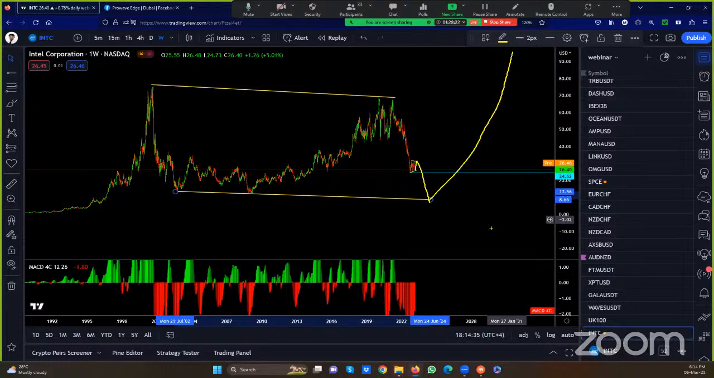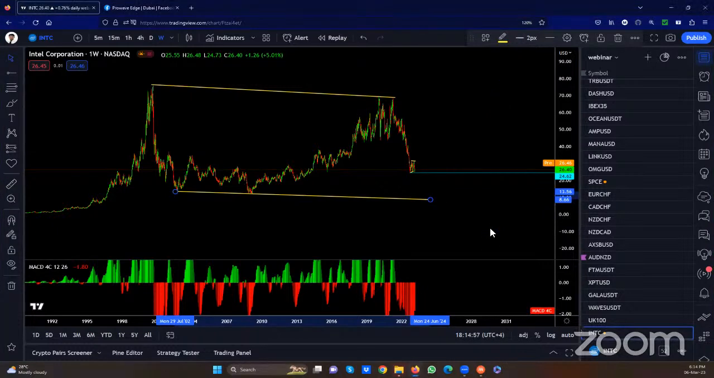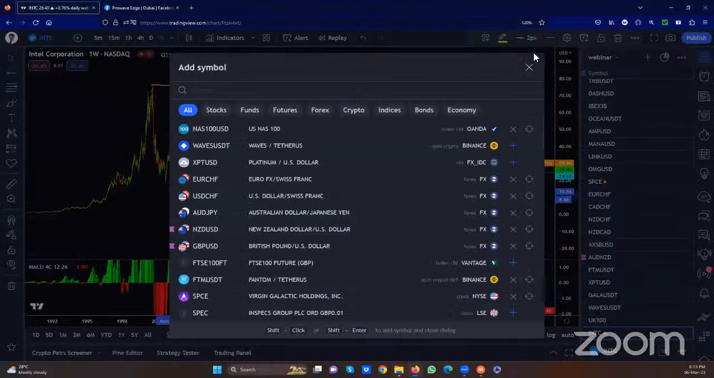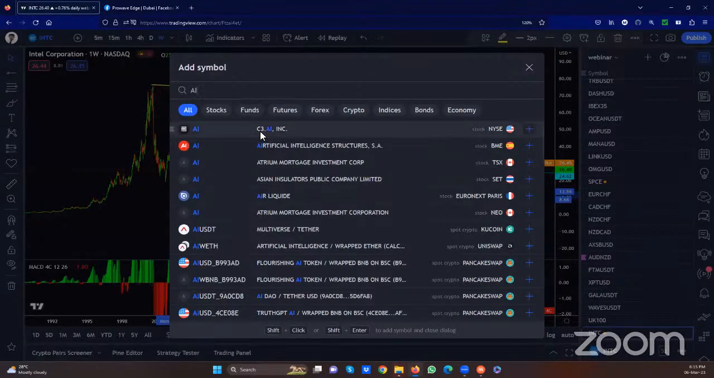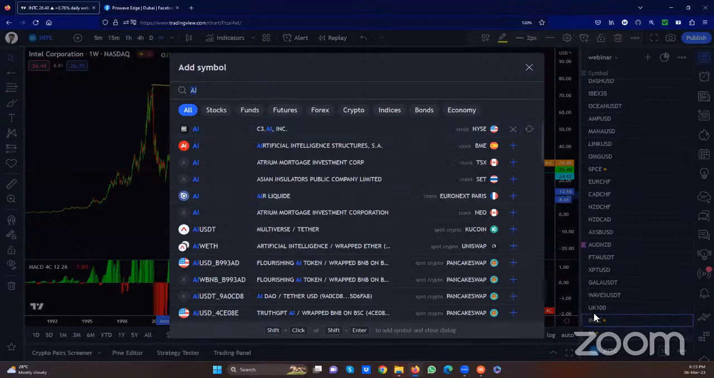C3AI, what is that, Clint? The tree actually is something else, right? That's supposed to be CZAI or something like that. Can you type it back again? Just AI. Okay, let's see. Artificial intelligence. Oh, this one, the top one, right? Okay, good, I see.